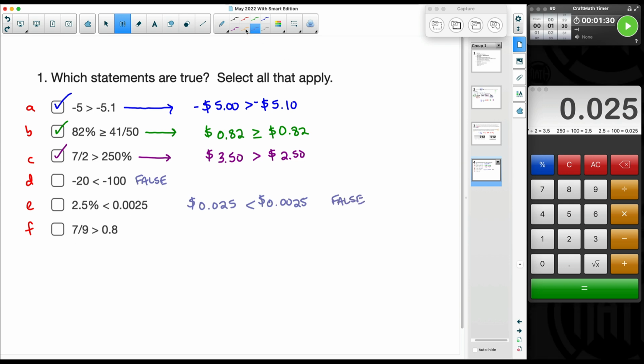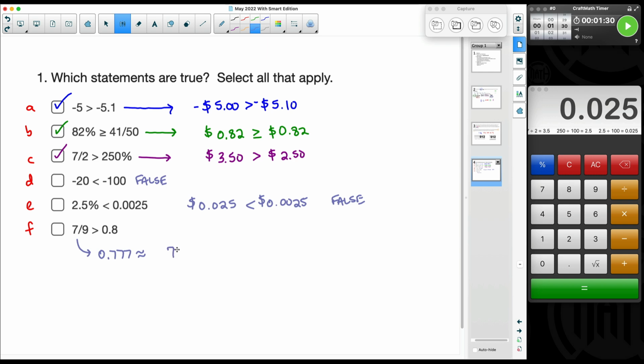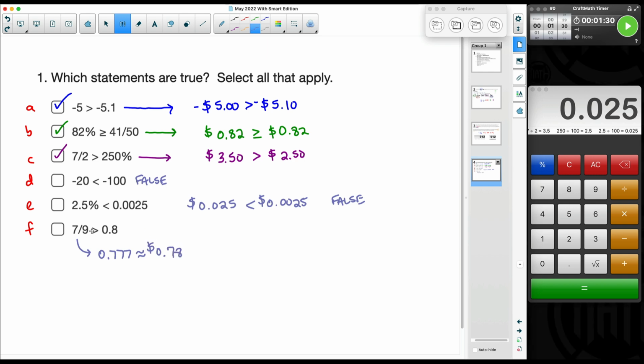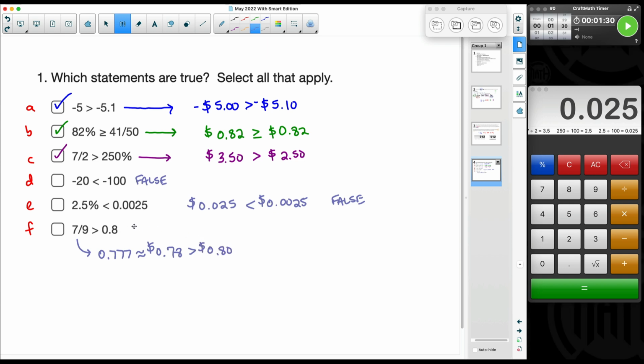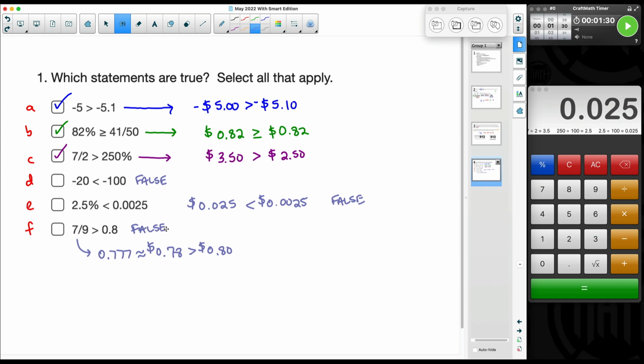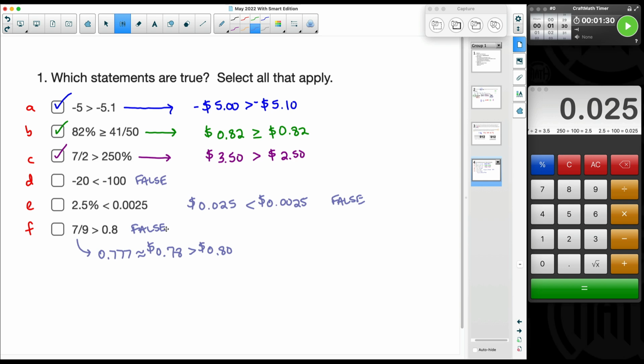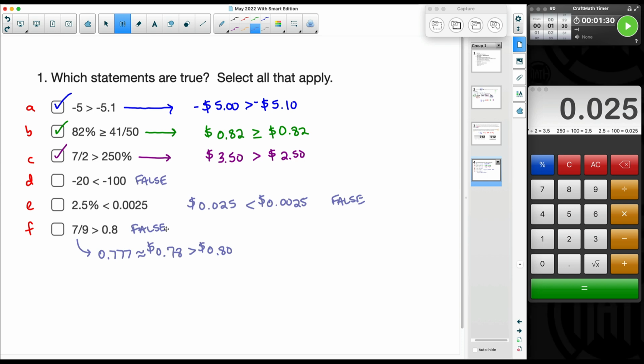And then last but not least, 7 divided by 9, you're going to get 0.77777777, which is roughly 78 cents. And no, that is not greater than 80 cents, adding that extra 0 there. So this one is false as well. So, if you haven't messed with fractions, decimals, and percents, you need to know this. Whether it's a 6th, 7th, or 100 level class, I don't care. Knowing how to convert between fractions and decimals and percents is going to be crucial.